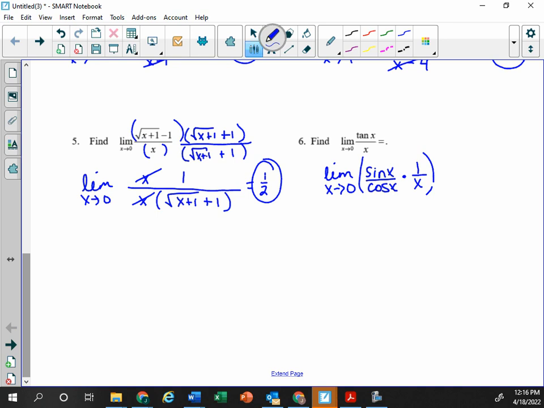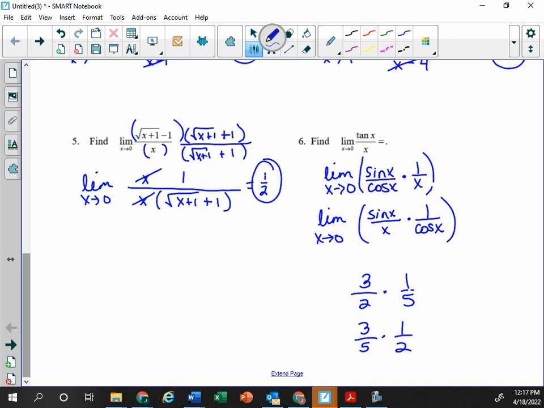Okay, I'm going to rewrite it again. So limit as x approaches 0. Do you agree that that step is the same as sine of x over x times 1 over cosine of x? Do you see it? Think with numbers. What if I had 3 over 2 times 1 over 5? Is that the same as 3 over 5 times 1 over 2? Yes, that's all I've done. I've switched the two denominators. It's multiplication, so that's okay.